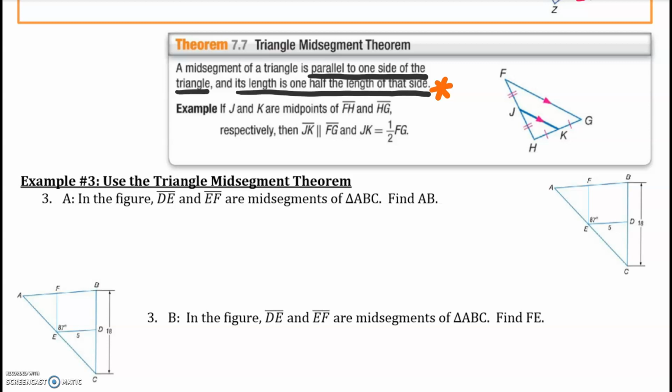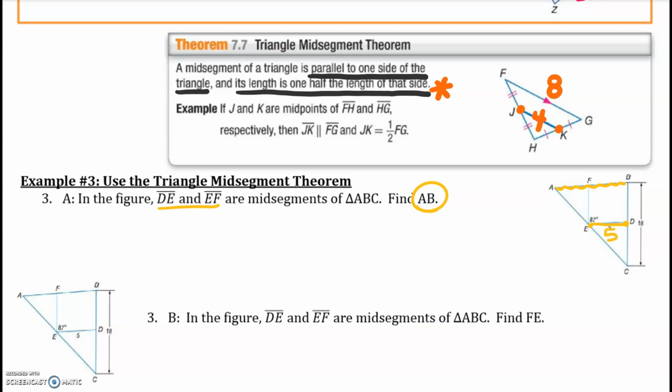So if FG was 8, I could tell you that because JK is your midsegment and it's parallel, I could say that was 4. It's just half. So parallel, midsegments, half: some of those little concepts that you can put in your brain to help you solve problems. So in my picture, I know that I have 2 midsegments, and I'm trying to find AB. So AB is here. I'm going to find the midsegment that would be parallel first. That would be DE.